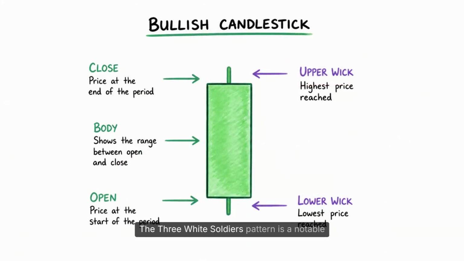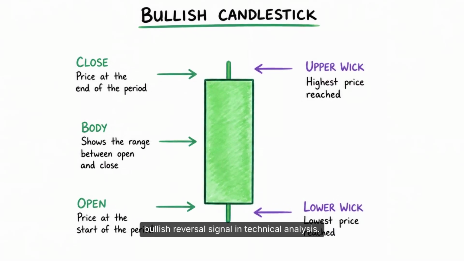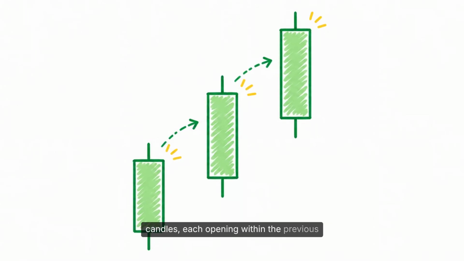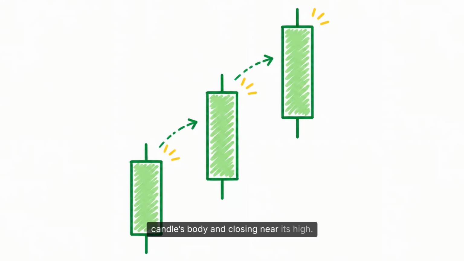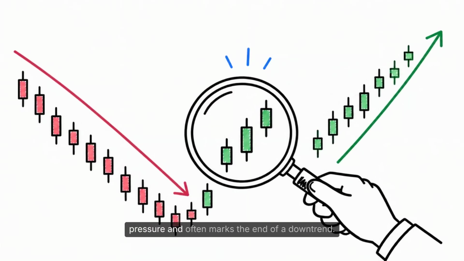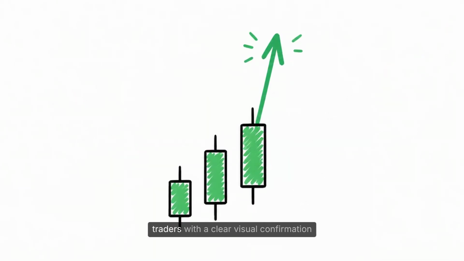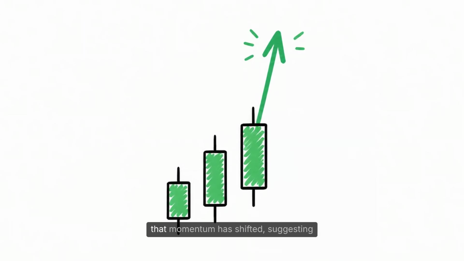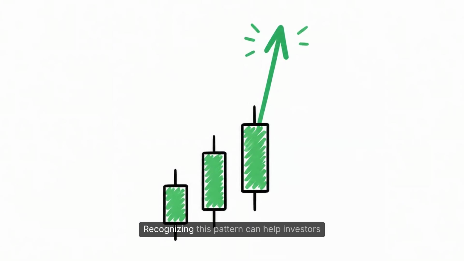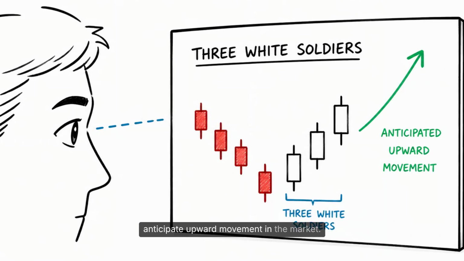The three white soldiers pattern is a notable bullish reversal signal in technical analysis. It consists of three consecutive strong bullish candles, each opening within the previous candle's body and closing near its high. This formation indicates sustained buying pressure and often marks the end of a downtrend. The pattern structure provides traders with a clear visual confirmation that momentum has shifted, suggesting a potential trend reversal. Recognizing this pattern can help investors anticipate upward movement in the market.